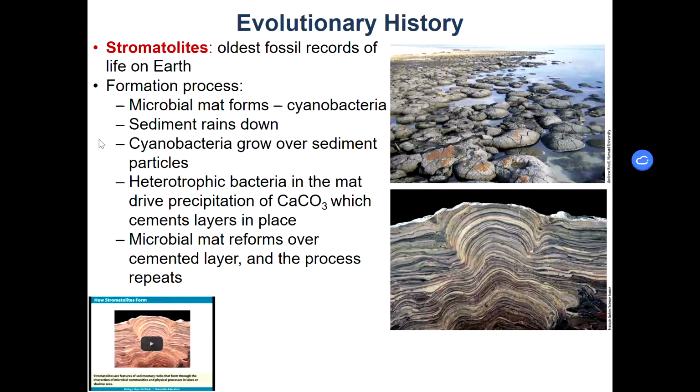So the way that this process occurs is that microbial mats form. So you can see that there's these mats. Sediment rains down, and then bacteria grow within the sediment. Then we have another microbial mat. Sediment rains down again. Bacteria forms. We have another microbial mat.